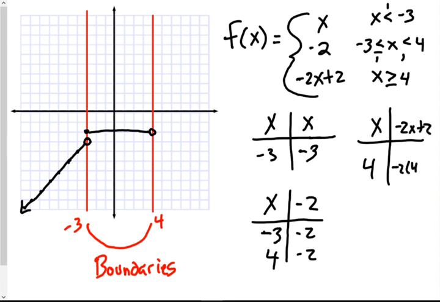-2 times 4 plus 2, so that's -8 plus 2, which is -6. So the point is going to be 4, -6, where this line intersects that boundary at 4. So 4, -6, 3, 4, 5, 6 is going to be right here, and based on this, it's going to be solid.